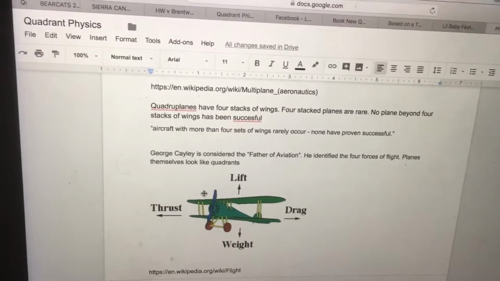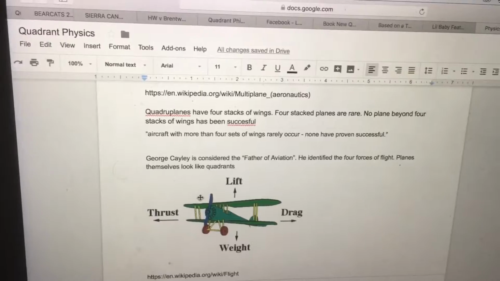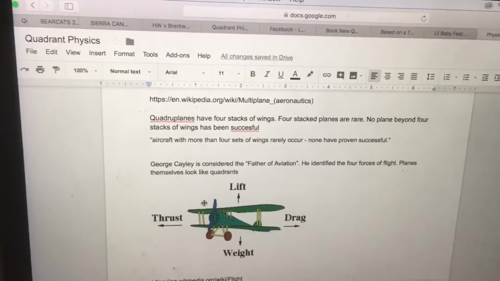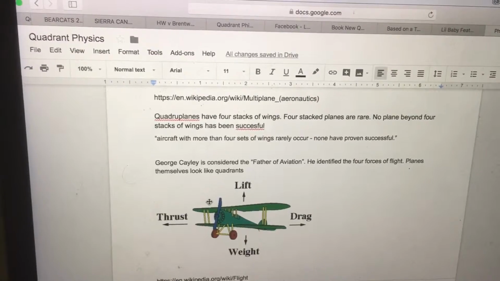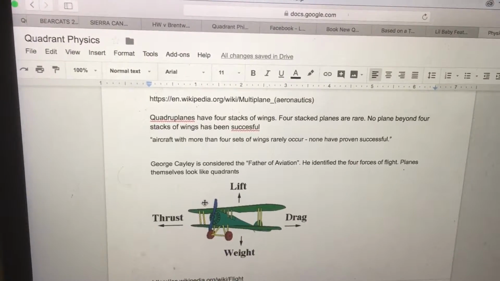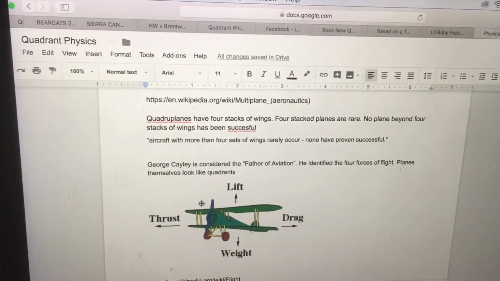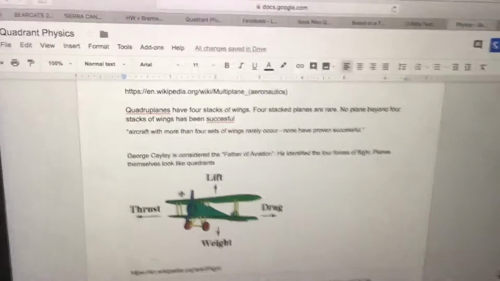Quadruplanes have 4 stacks of wings. 4 stacked planes are rare. No plane beyond 4 stacks of wings has been successful. George Cayley is considered the father of aviation. He identified the 4 forces of flight. Planes themselves look like quadrants.